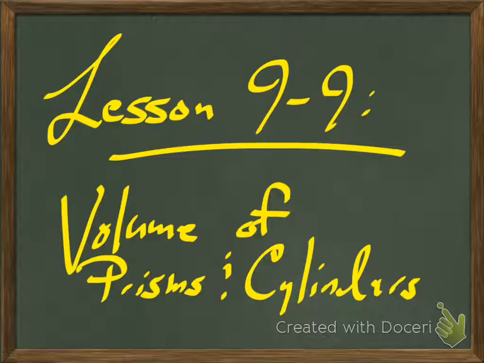and we're going to be talking about the exact same three-dimensional objects that we talked about over the weekend, which was prisms and cylinders. Prisms are the ones that have polygons that go straight up, and cylinders are the ones that have circles that go straight up.